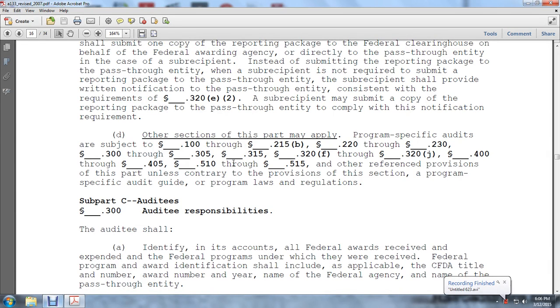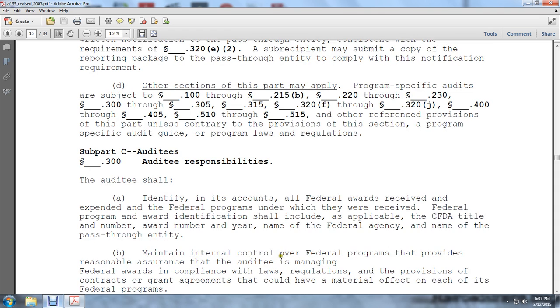Subpart C, Auditees. Section 300, Auditee responsibilities. The auditee shall identify, in its accounts, all federal awards received and expended and the federal programs under which they were received. The federal program and award identification shall include, as applicable, the CFDA title and number, award number and year, the name of the federal agency, and the name of the pass-through entity. Maintain internal control over federal programs.